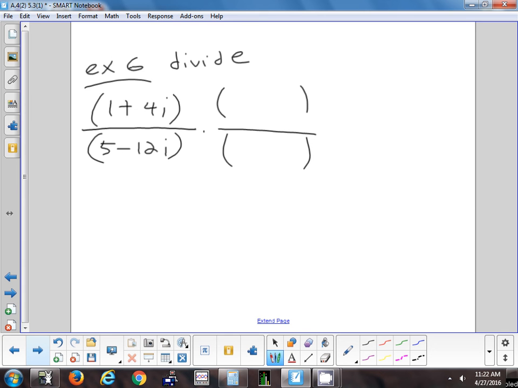So Ashley, can you tell me what I'm going to multiply the top and bottom by here? 5 minus 12i. Well, I like the idea you're focusing on the 5 minus 12i. That's the right part of the fraction to look at, but you want the conjugate of it. So what's the conjugate of 5 minus 12i? 5 plus 12i. Always multiply by the conjugate of the bottom.